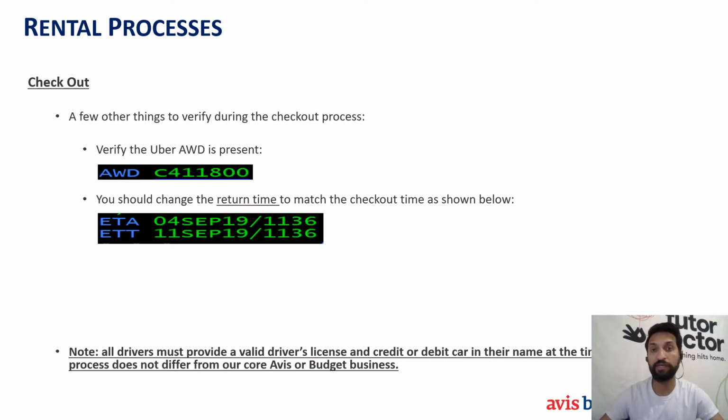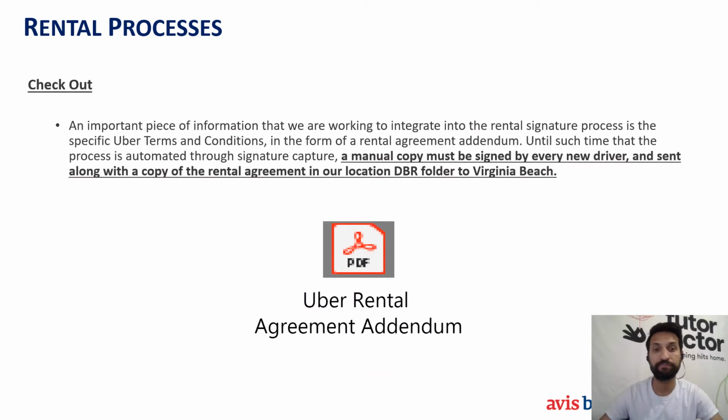We need to verify that the Uber AWD code is there and that the checkout date and time match the check-in date and time. The first thing the driver should sign is the Uber Rental Agreement Addendum. That's a printout that we would have at the station, and make sure we have that signed and we retain the copy of that, our original signature of that.